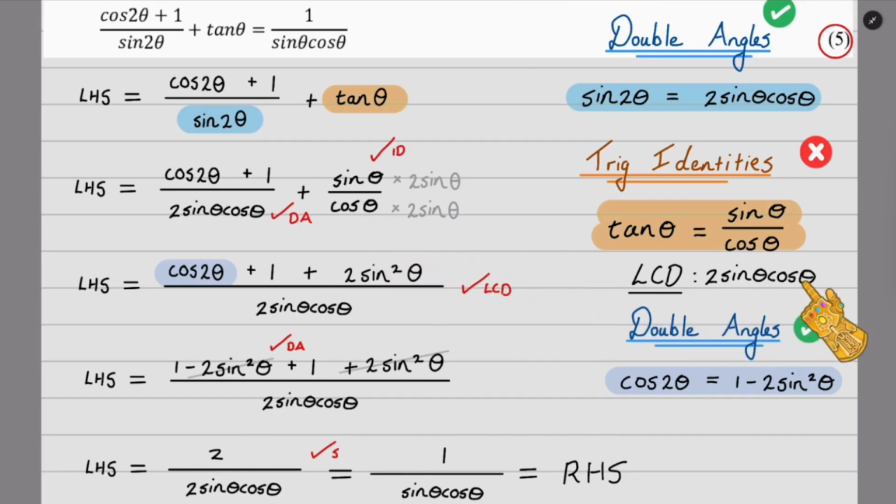Third mark comes from our LCD. The fourth mark comes from the double angle identity we apply to this cos 2 theta. And the last mark comes from simplifying this, cancelling your terms to get this expression over there. And that wraps up our identity.